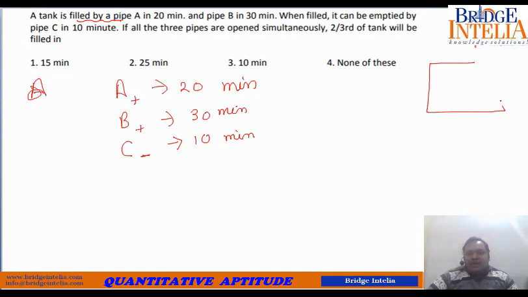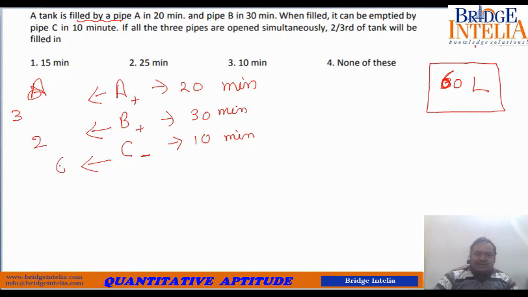So what can we do now? We have to assign a mathematical value to the volume of the tank. So let's do that. Take the LCM of these figures, 20, 30 and 10. LCM is 60, so we assume the volume of the tank to be 60 liters. Now you will get the rate of flow. Rate of flow of A: 20 minutes, 60 liters, so 3 liters. Rate of flow of B, 2 liters. Rate of flow of C, 6 liters.